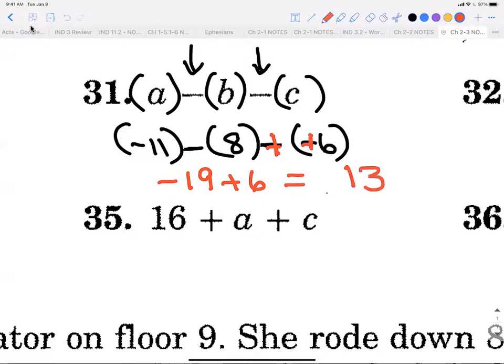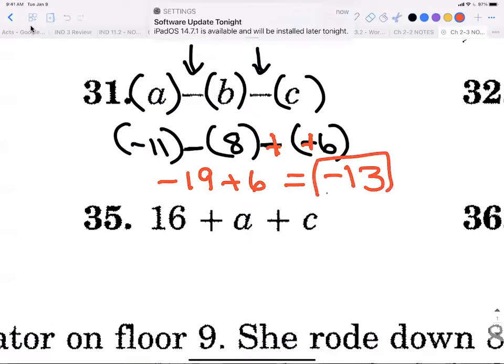And then for my final step, I need to decide my final answer's sign, which would be what this time? Jayla, what do you think? Yeah, negative. Because between the 19 and the 6, thinking absolute value wise, 19 is a bigger number, 19 is negative, so we always take the sign of the bigger.